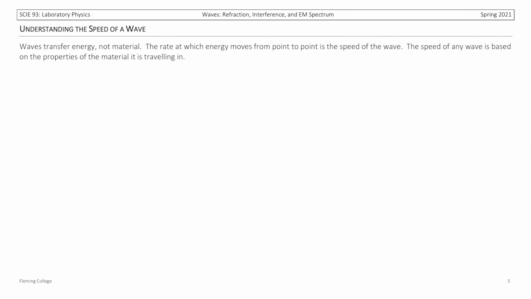We need to keep in mind that waves transfer energy, not material. This means that the movement in a wave is the energy. The rate at which the energy moves from point to point is what we're talking about when we talk about the speed of a wave. Now, for any particular wave, its speed will be based on the properties of the material it's traveling in. So depending on the material properties, each wave will have a set speed.